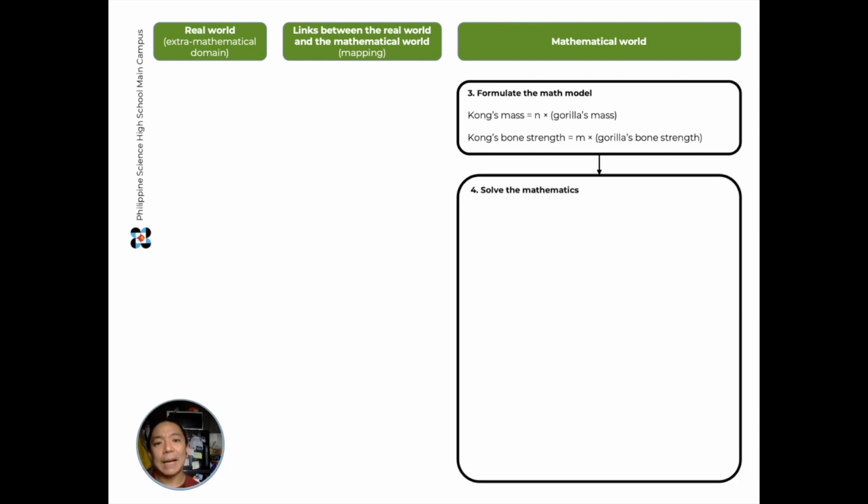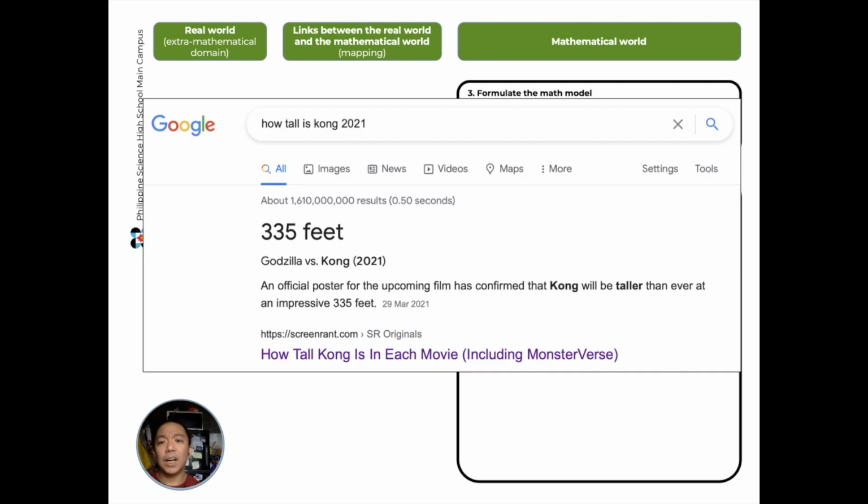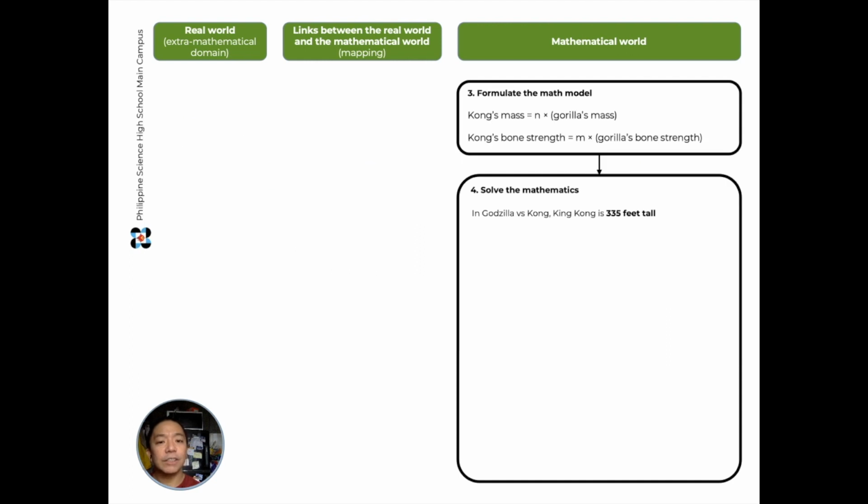So let's solve the mathematics. Ito na yung involved siguro na step. So una, kano ba katangkad si King Kong? So ginugol ko siya, how tall is Kong in the year 2021? And it's 335 feet. So actually, iba-iba pala yung height ni King Kong sa iba-ibang movies niya. At ito yung pinakamalaking version ni King Kong so far. So it's 335 feet. Let's put that data in our box.